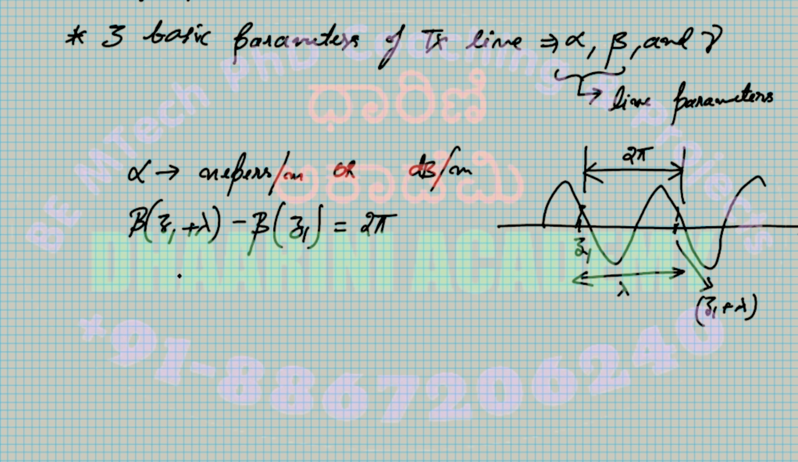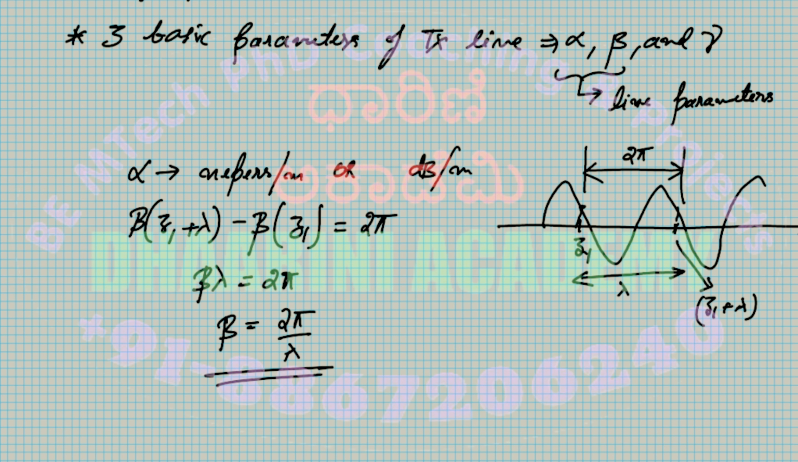So phase constant into distance, minus the phase constant into the original point from where you started. Now you see beta z1 minus beta z1 cancels. You have beta times lambda equal to 2 pi. So this is the ultimate equation which we used several times: beta equals 2 pi by lambda. That is the equation we can use to calculate this.